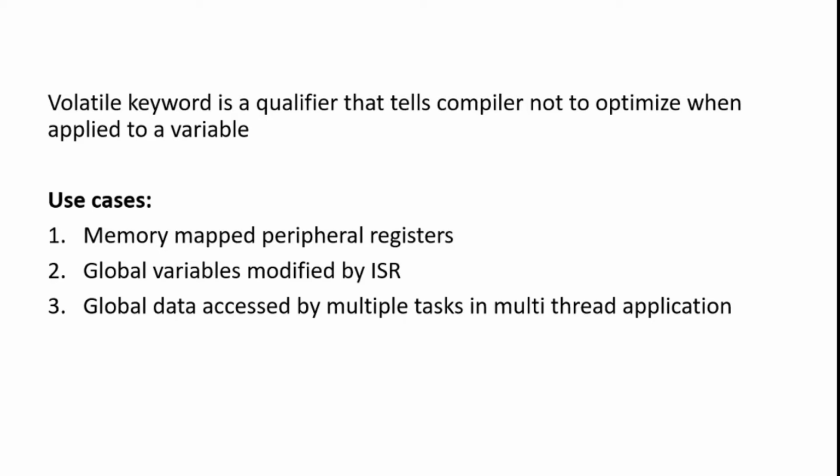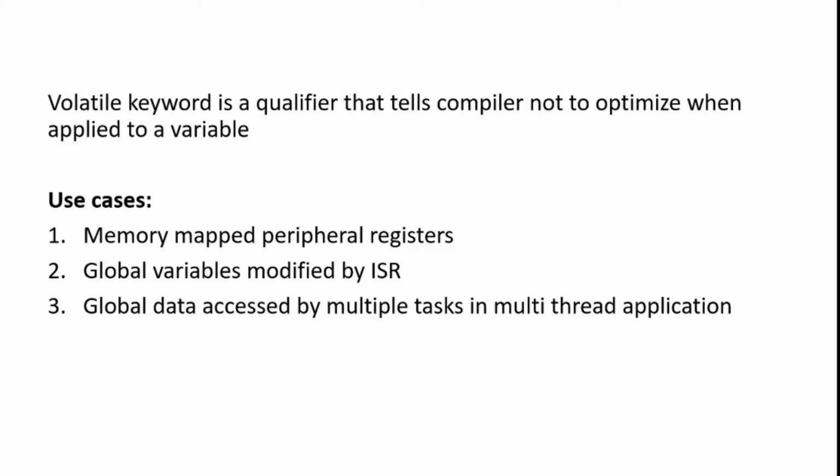because in that case it might be possible that the compiler has applied some optimization on that variable, and it may give some issues. So to avoid such kind of issues, the volatile keyword is applied to a variable.